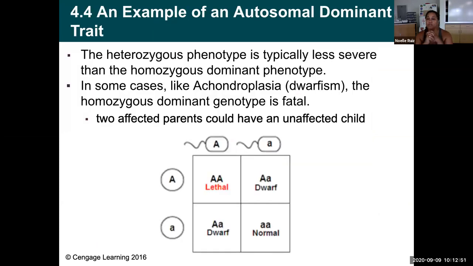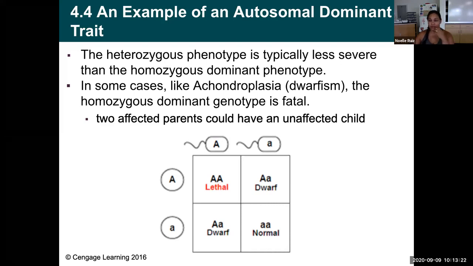An example of an autosomal dominant trait: the heterozygous phenotype is typically less severe than the homozygous dominant when it's a dominant disease. In some cases, like achondroplasia or dwarfism, the homozygous dominant genotype is fatal. That baby does not survive if they get both dominant alleles. But two affected parents can have an unaffected child. So two dwarfs can get together and have a normal-sized child.